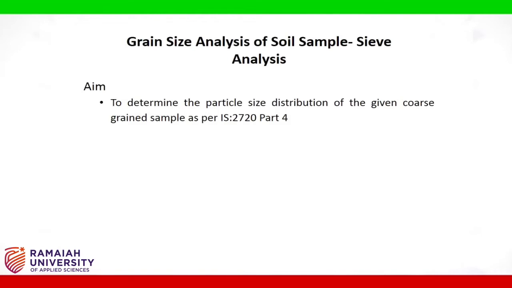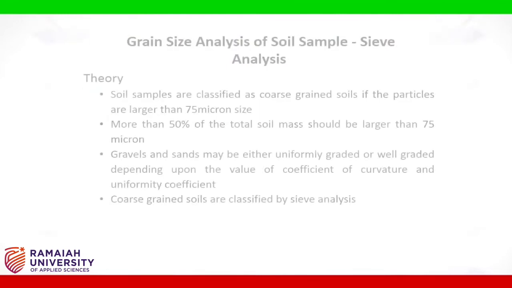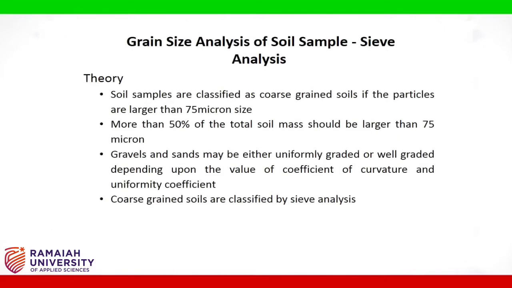Hi students, the aim of the experiment is to determine the particle size distribution of the given coarse-grained sample as per IS 2720 Part 4. Soil samples are classified as coarse-grained soils if the particles are larger than 75 micron size. More than 50% of the total soil mass should be larger than 75 micron for the sample to be classified as coarse-grained soils. Gravels and sands may be either uniformly graded or well graded depending upon the value of coefficient of curvature and uniformity coefficient.